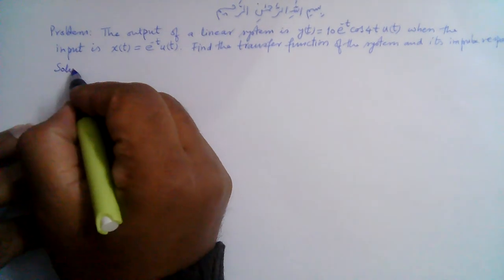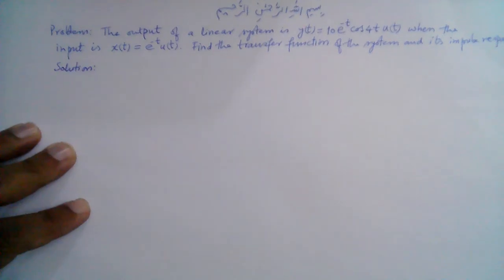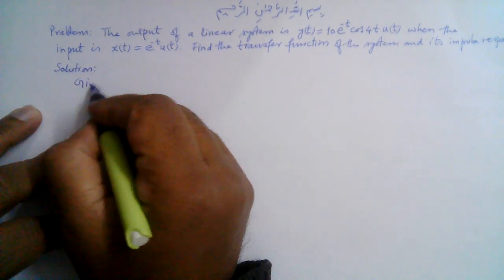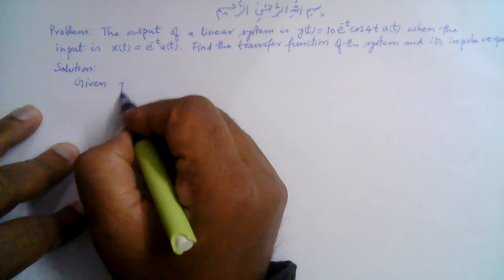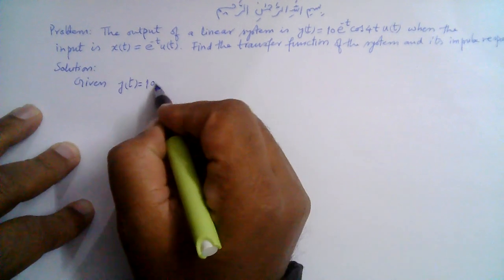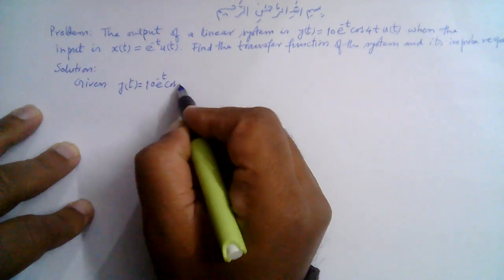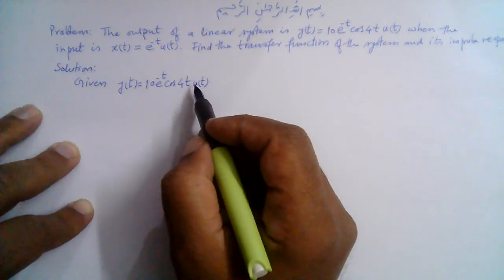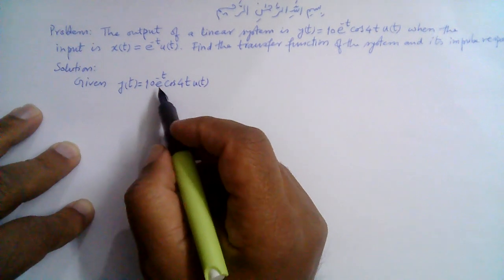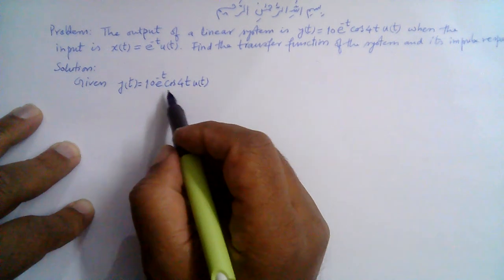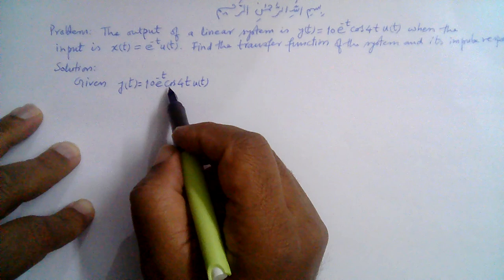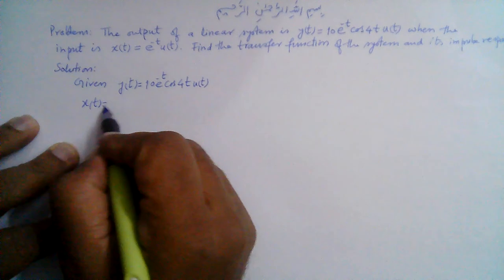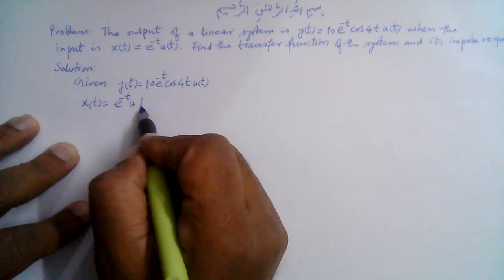So in this problem we are given y of t is equal to 10 e raised power minus t cos 4t u of t, right? U of t here signifies that this function is 0 before time t0, and this function has this value at time t0 and afterwards, and x of t is equal to e raised power minus t u of t, right?